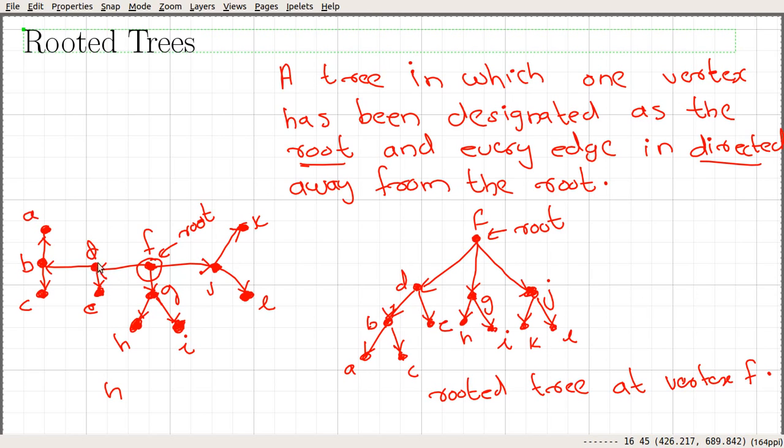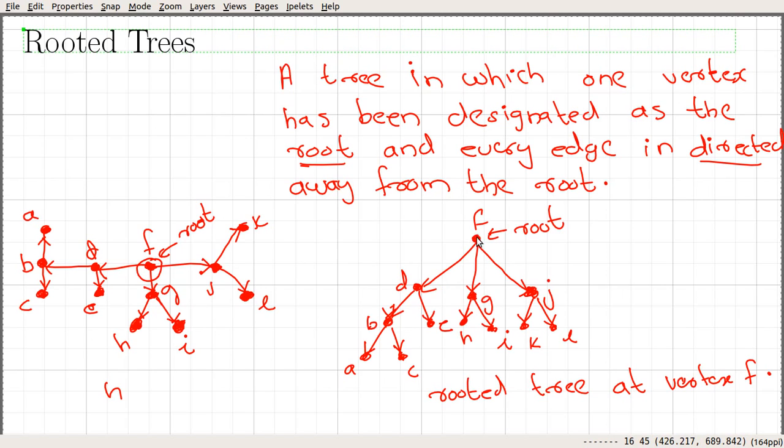Okay, similarly you can have many different rooted trees here. What we could do is we could fix D as a root, and we will get a different rooted tree. Okay, and all the edges will be directed away from that root D here. Similarly you could have another rooted tree where this L is fixed to be the root. Okay, in that case L will be at the top, and we have other vertices below that, and all the edges will be directed away from this root. Okay, so this is one such rooted tree.